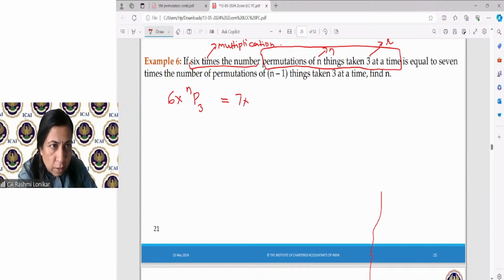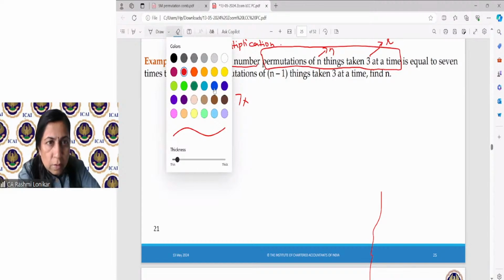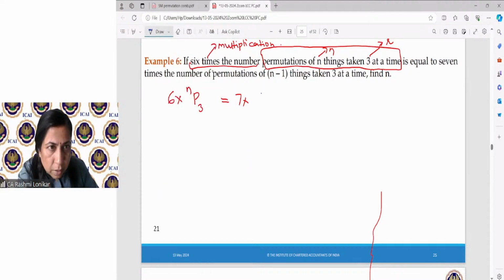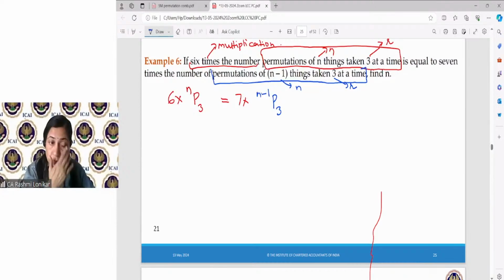So 7 into number of permutations. ये एक साथ है. Permutation of n minus 1 things taken 3 at a time. यहाँ पे मेरा n कितना है? n minus 1, और 3 क्या है? मेरा r है. 7 into (n minus 1)P3 at a time. Okay? Yes, Garv, very good. Enoch, Rohit, then Enoch, Abhinandan, Garv. Yes. Okay. This is the formula.